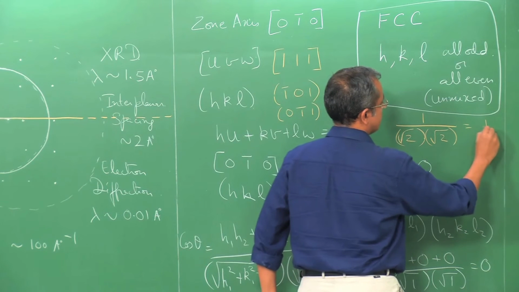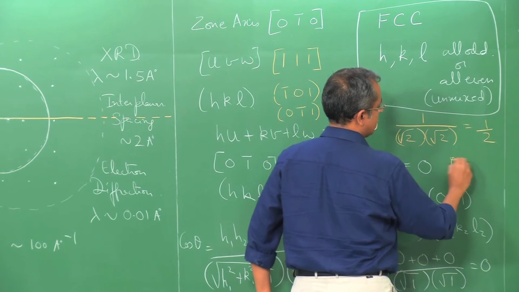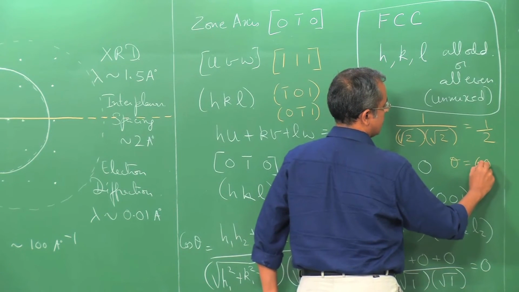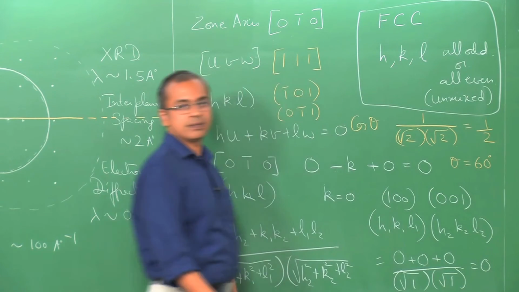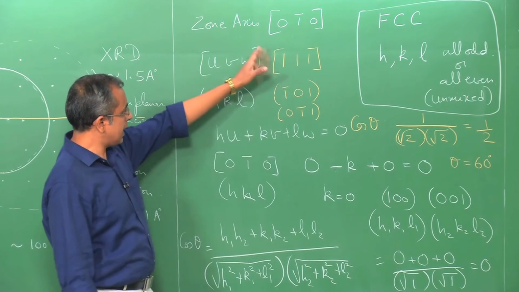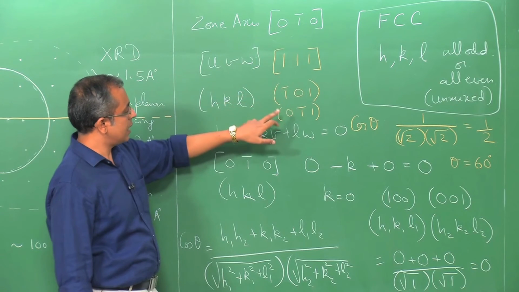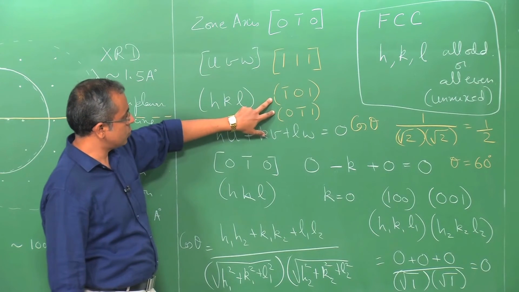So, this is 1 by 2. So, theta is actually 60 degrees, cos 60 is half. Okay. So, if I had this as the zone axis, the two planes that I would pick would be these two, which would be very close.